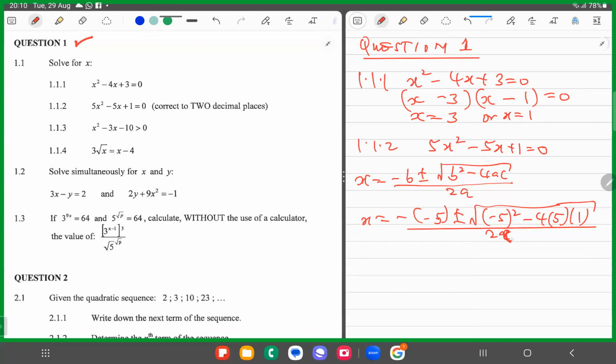What is our a? Our a is exactly 5. This is very, very easy. If you simplify all these, I know that you understand this, it gets down to plus or minus the square root of 5 all divided by 10. So now when we solve this, x is 5 plus the square root of 5 out of 10, or x is 5 minus the square root of 5 out of 10.